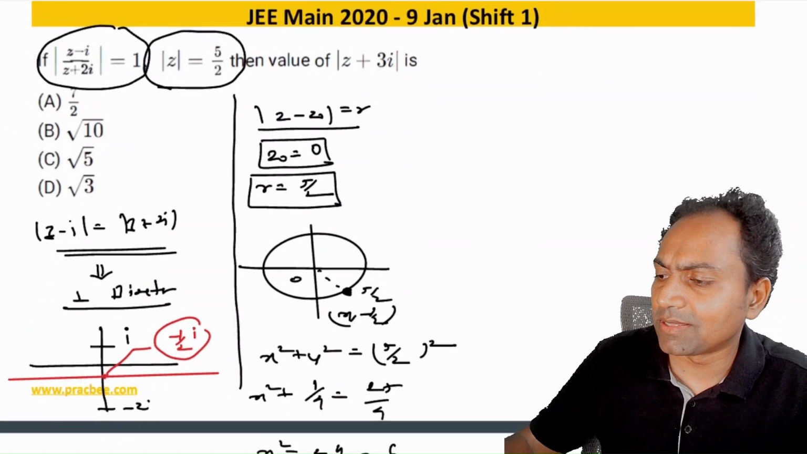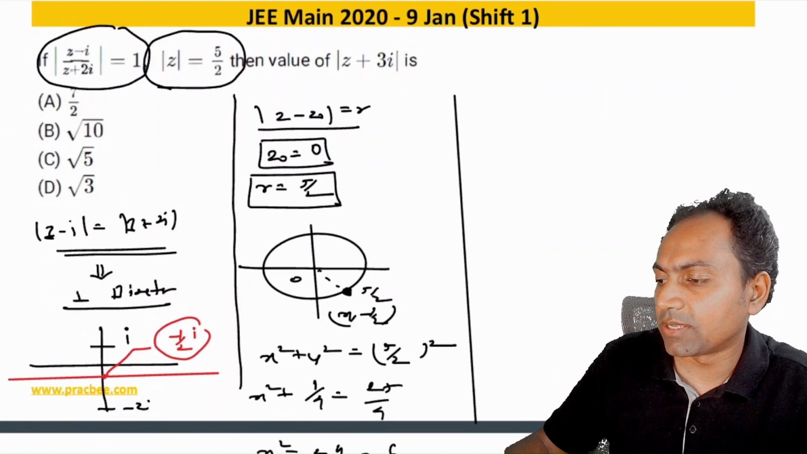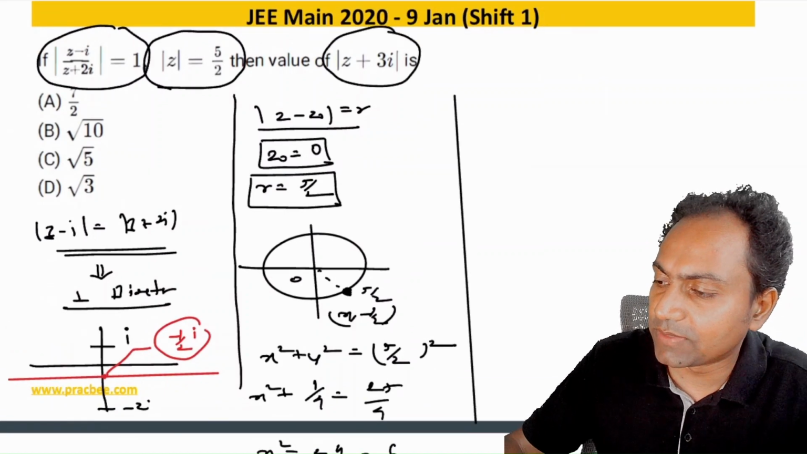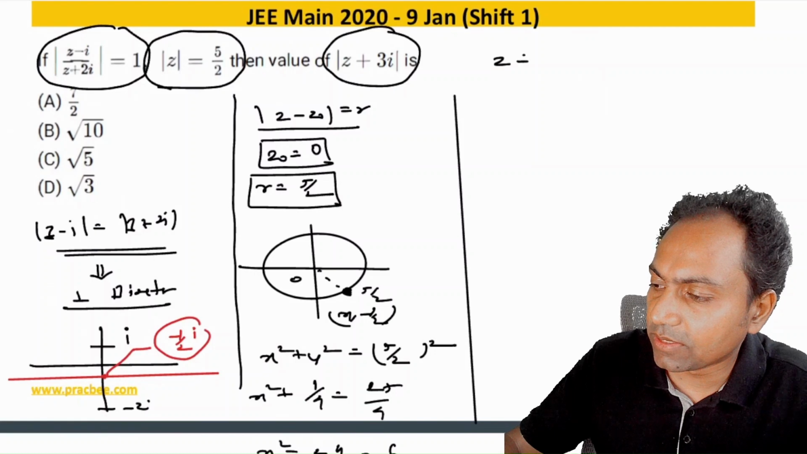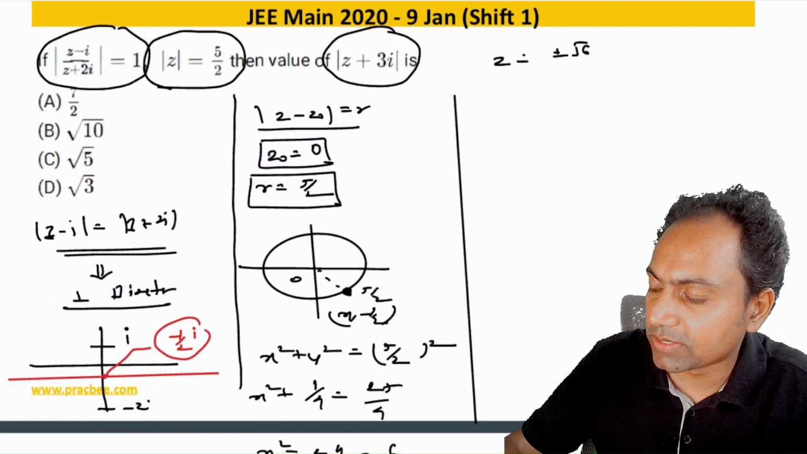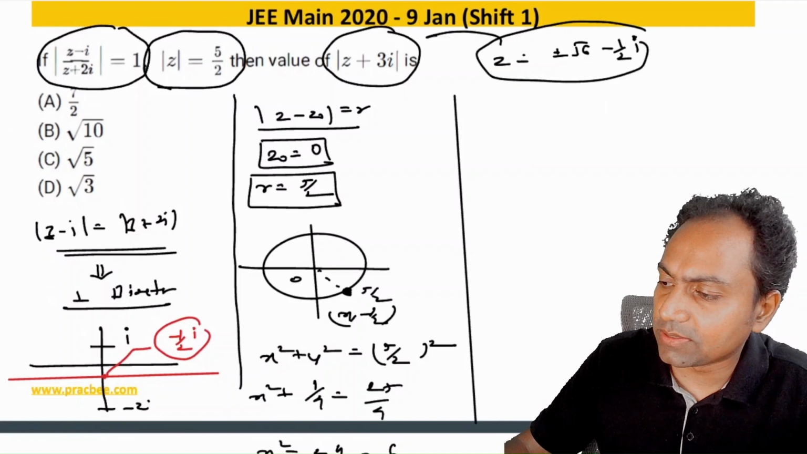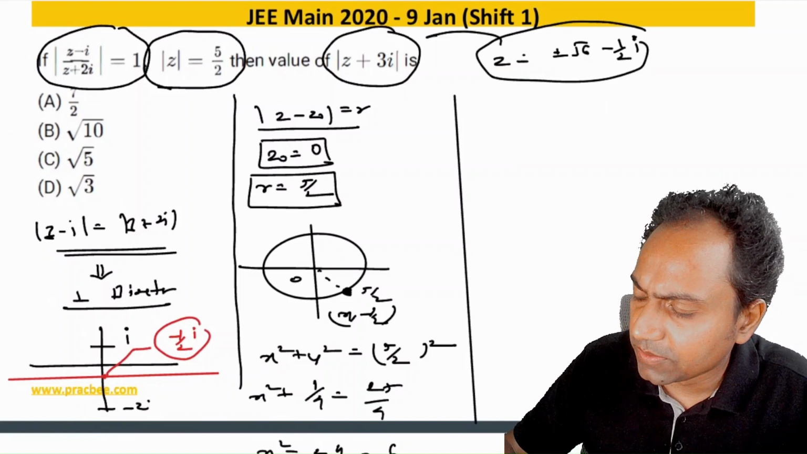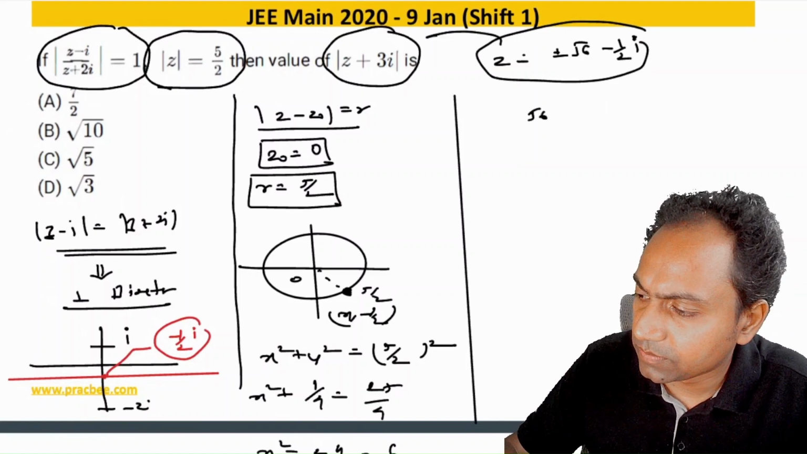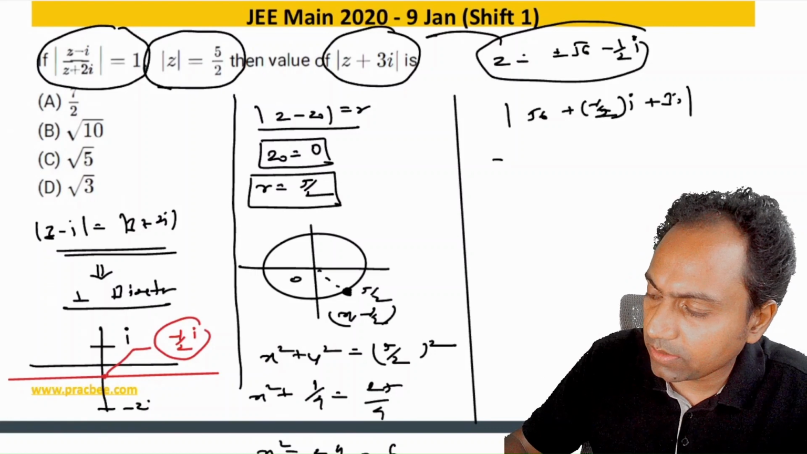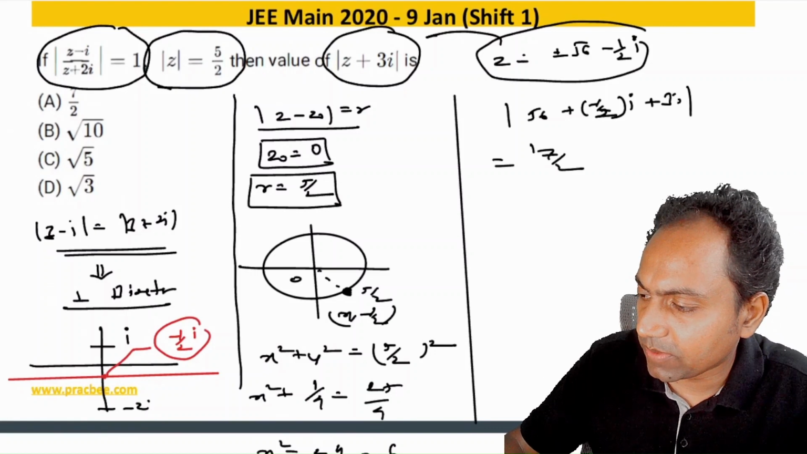Once you have got this, in the third part, what they're asking is the value of this part. Now z you know. What is z? It is nothing but plus minus root 6 minus 1 by 2 i. So put it here and find the answer. So if I put it and find the answer, it becomes mod of root 6 plus minus 1 by 2 i plus 3i. And if I simplify this, this comes out to be 7.